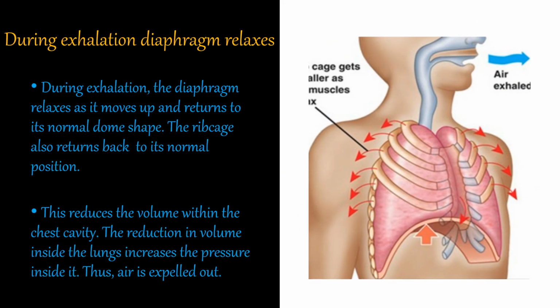During exhalation, the diaphragm relaxes as it moves up and returns to its normal dome shape. The rib cage also returns to its normal position. This reduces the volume within the chest cavity. The reduction in volume inside the lungs increases the pressure inside it. Thus, air is expelled out.